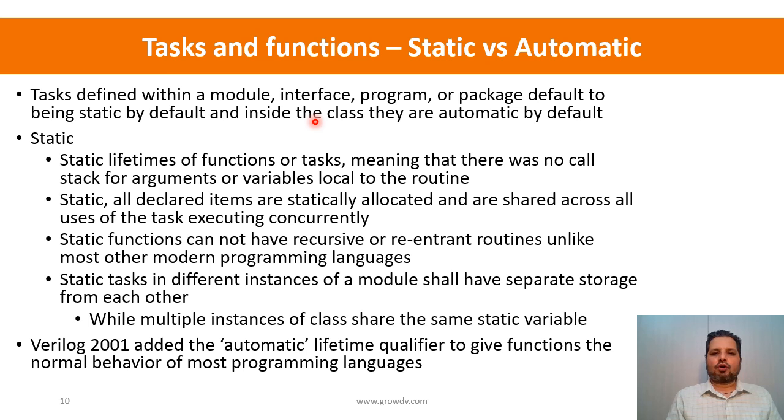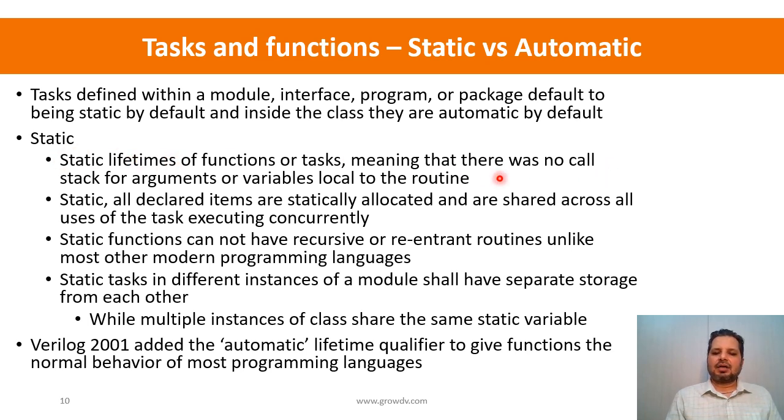The class is automatic, and the rest of the constructs are static by default. The ones that are static will have no call stack, either for arguments or for variables local to the routine. So we saw that we can pass formal arguments to the task, and inside the task we can also declare local variables that we can use while we implement the algorithm inside the task, right? When we have a static lifetime, there is no stack.